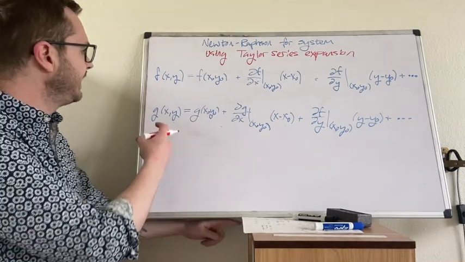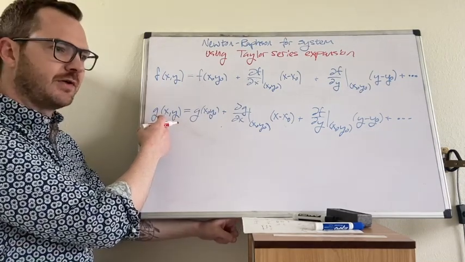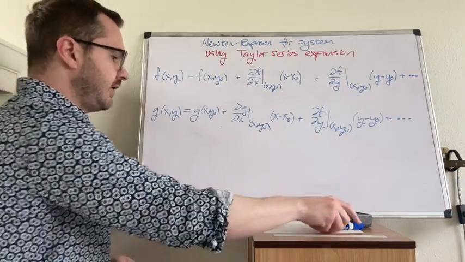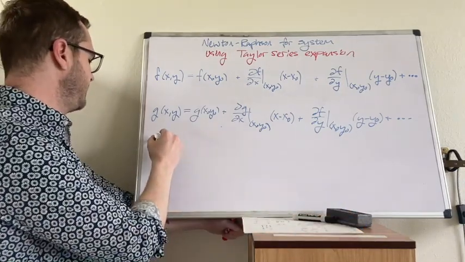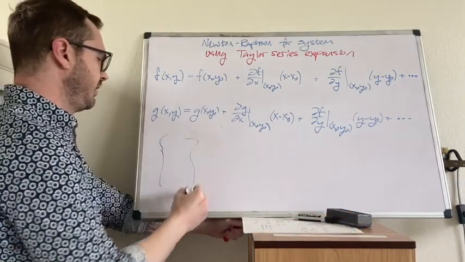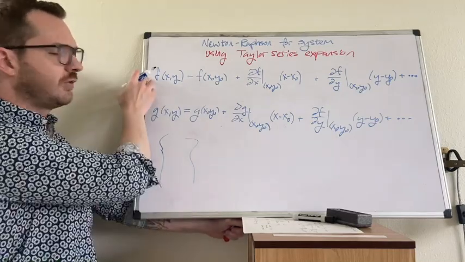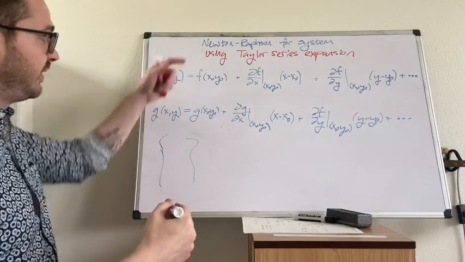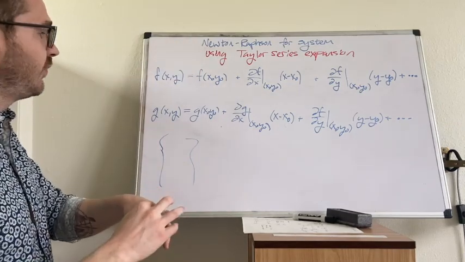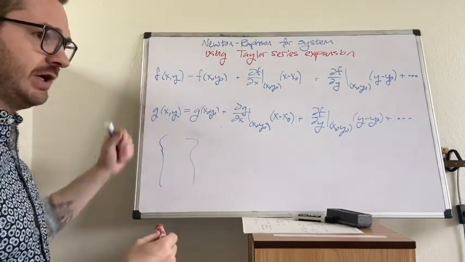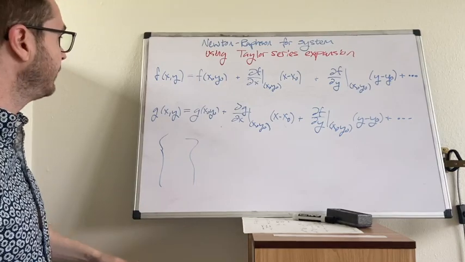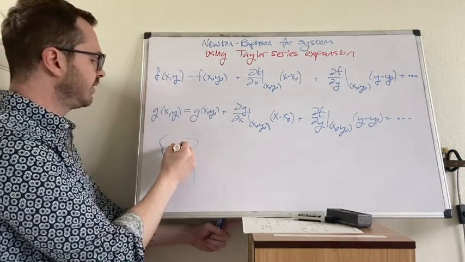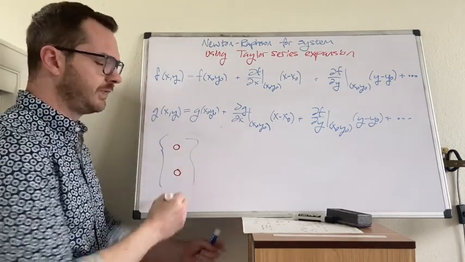I'm going to take these functions here on the left, and I'm going to put them in a vector. So this vector is now going to contain f and g. If you remember, this is a root finding algorithm. We want to know where the functions themselves are equal to 0. So I'm going to say that f and g are equal to 0.